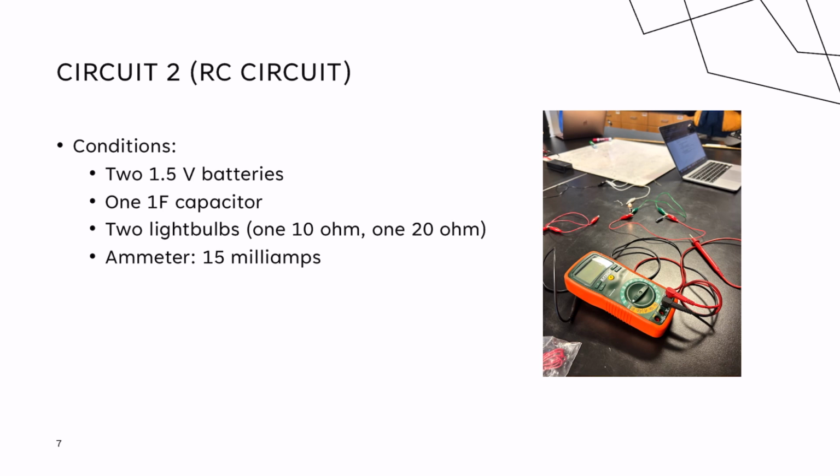So for circuit 2, which is an RC circuit, the conditions were two 1.5 volt batteries, one 1 F capacitor, and then two light bulbs, one 10 ohm and one 20 ohm, which we tested separately, and then the ammeter was 15 milliamps.